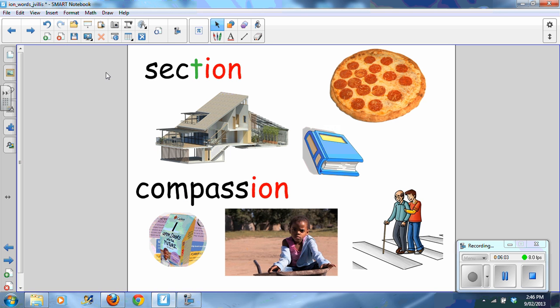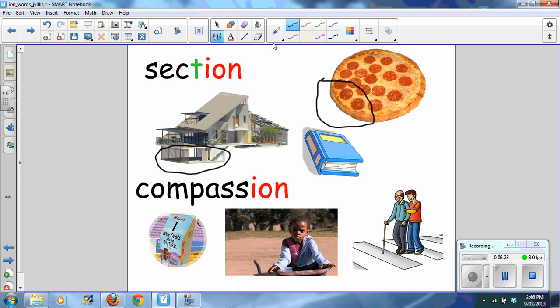Section. Section is a word which refers to part of an object or a thing that you're talking about. This is a house. However, I may just be talking about this section of the house. I might have a pizza, and this section of the pizza might be burnt. You may have a book, and you may be referring to a section of the book, which means a part of the book.